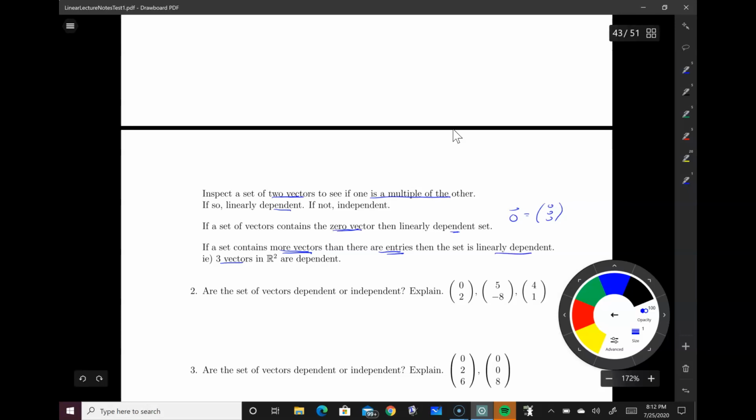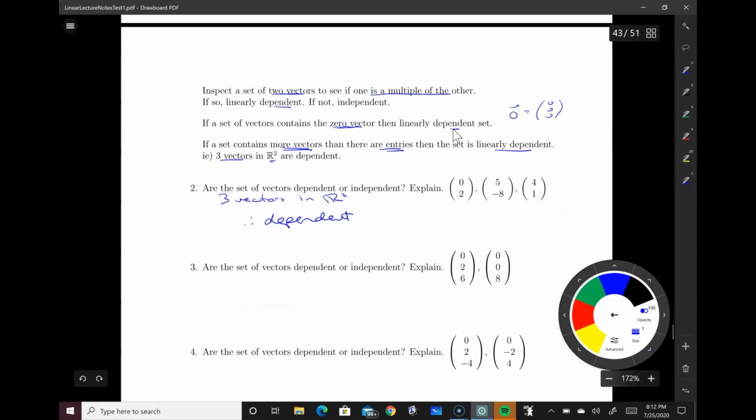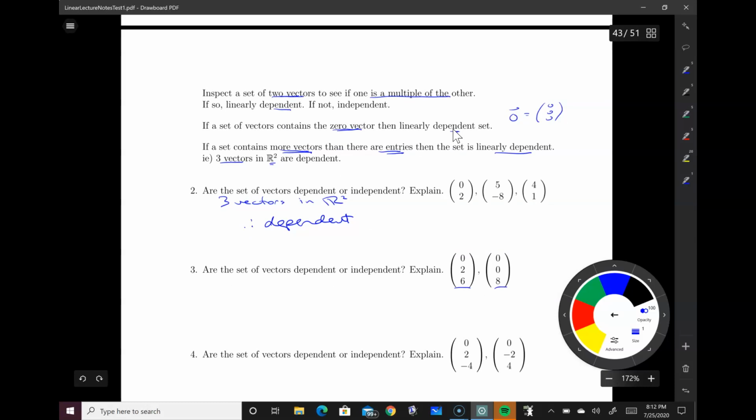So say I have 3 vectors in R2. So I'm looking at this set of vectors right here. Are they independent or dependent? Well, here I have 3 vectors in R2, just like I just said, so therefore they're dependent. All right, so looking at these 2 vectors, there's not more vectors than entries. Neither one of them is the 0 vector, and they're not multiples of each other, so I can say for sure that they are independent.